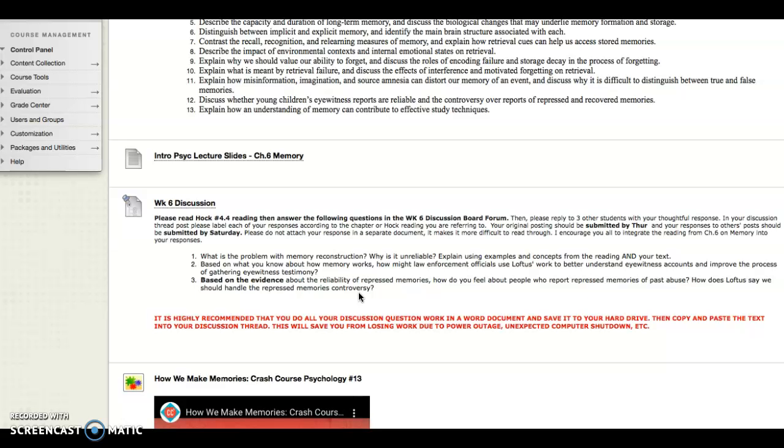And then the last question you're going to be talking about is dealing with the reliability of repressed memories. So how do you feel about people who report repressed memories of past abuse? So somebody claiming, all of a sudden, I have a memory of being abused when I was 10. I'm now 50. Haven't thought about this, haven't ever brought it up, and now I am. We've had cases where that's happening, and Loftus says, that's actually really not true. Like that just can't happen.